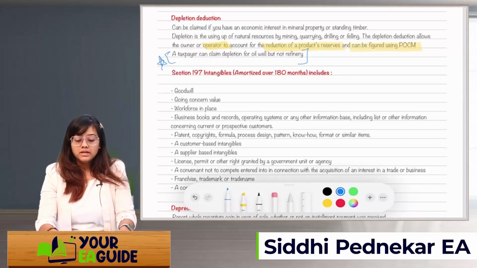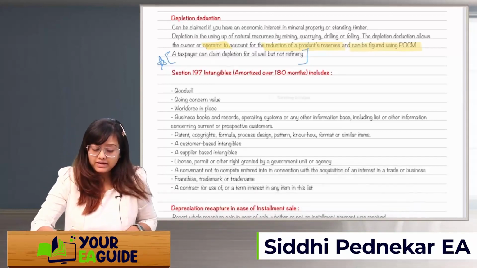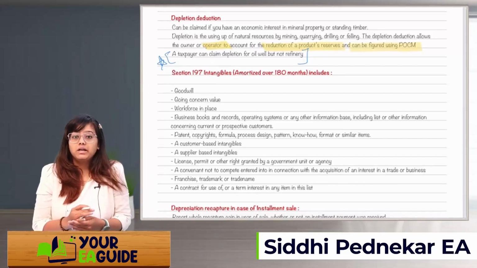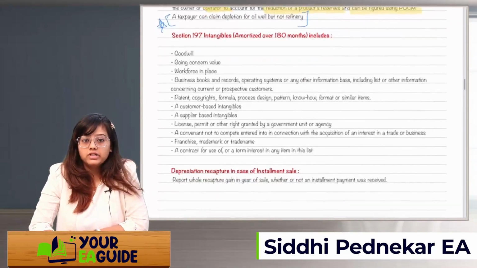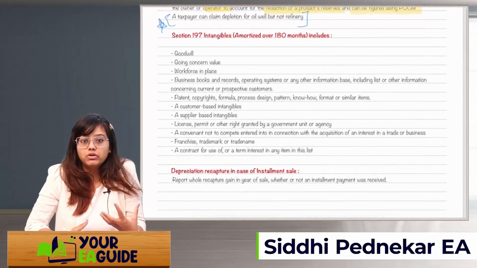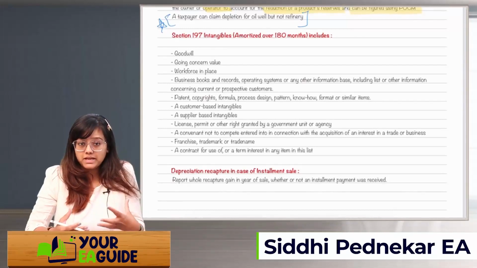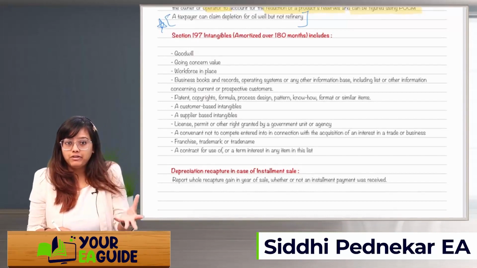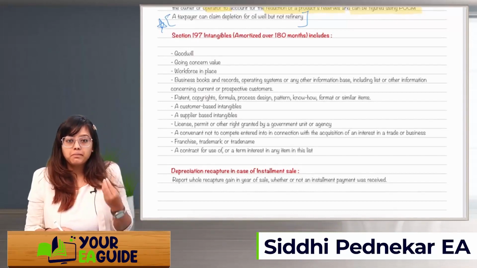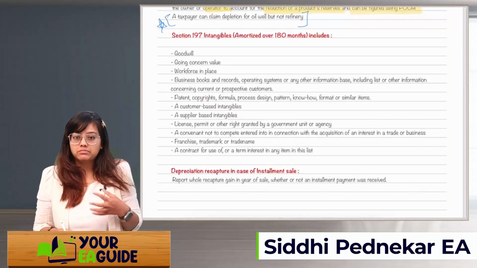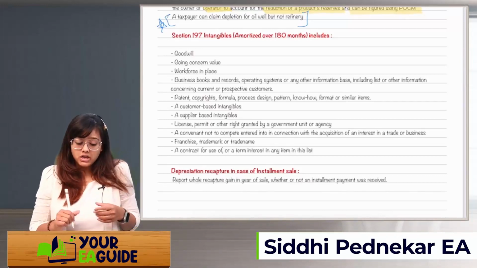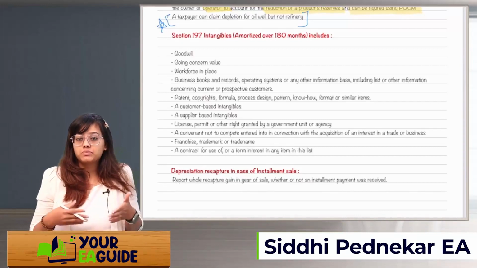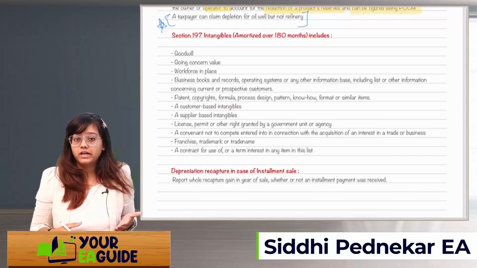All right. Next is section 197. 179 is clear, it's now 197. That is nothing but the intangibles. What will be included in intangibles? It will be goodwill, going concern value, workforce in place, right? If you have acquired the workforce while acquiring the other business, and you have paid for that acquisition of workforce in place, business books and records and operating systems or any other information base, including the list of information concerning the current and prospective customers, right? This all will fall under the intangibles.